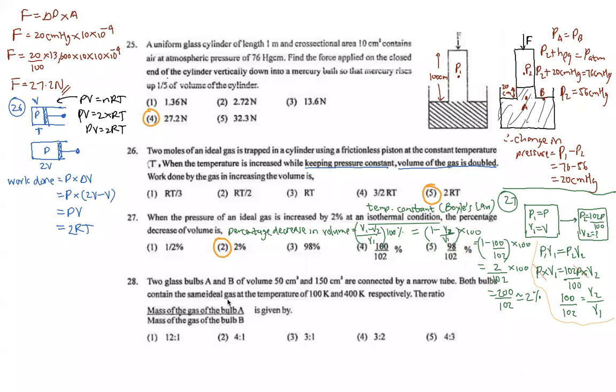28. Two glass bulbs A and B of volumes 50 centimeter cube and 150 centimeter cube are connected by a narrow tube. Both bulbs contain the same ideal gas at temperatures 100 Kelvin and 400 Kelvin respectively. The ratio of the mass of gas in bulb A over the mass of gas in bulb B is given by. Oh, that's not a problem, I think. There are two bulbs.